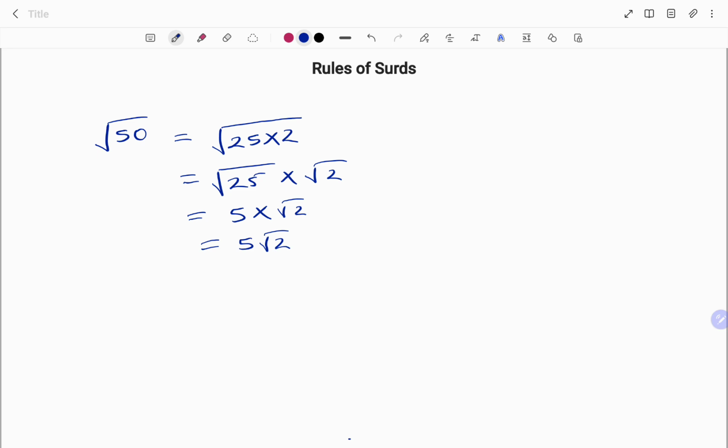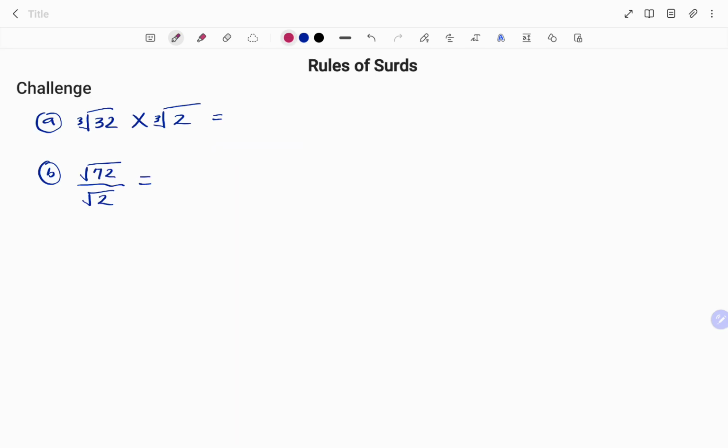Let's look at the following challenge questions. In the first question, you have cube root of 32 times cube root of 2, and in the second question, you have square root of 72 divided by square root of 2. Solve this question without the use of your calculator. You can pause the video to do that.